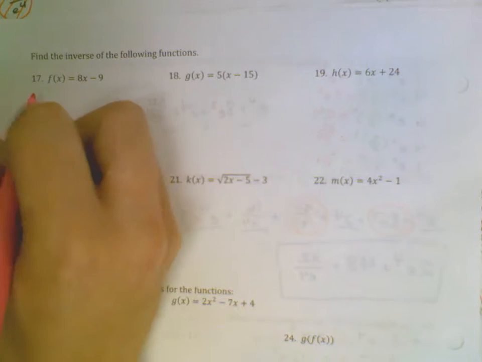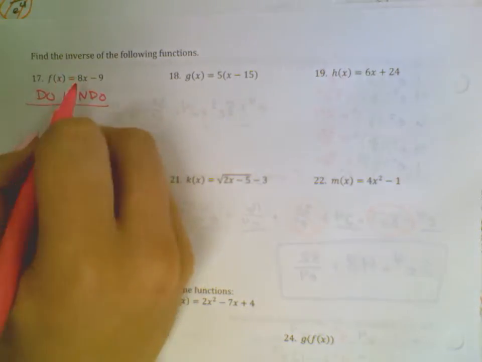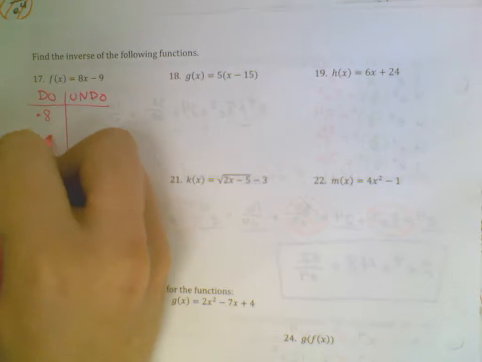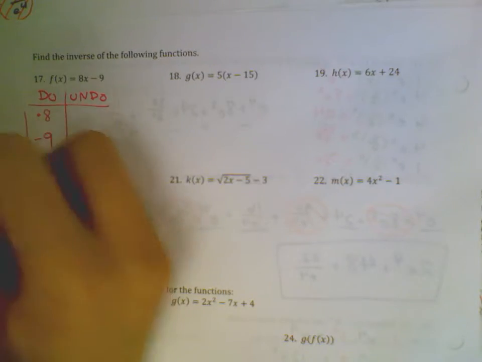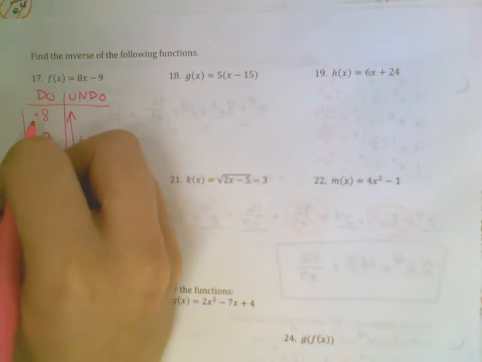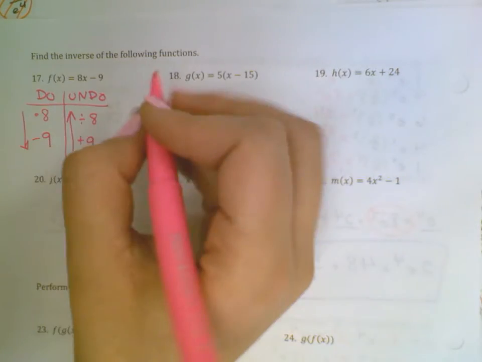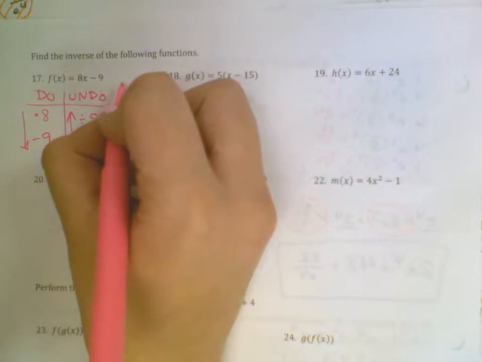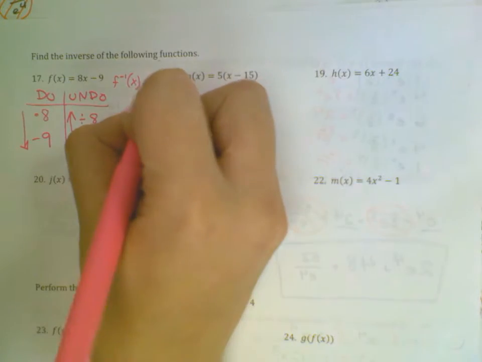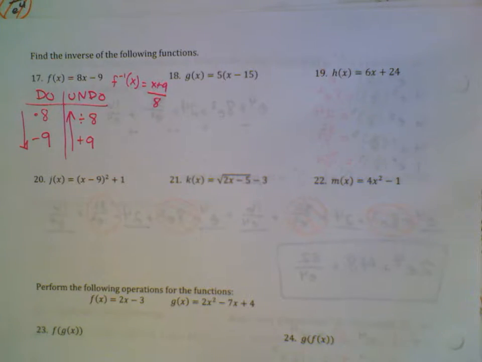For number 17, if I'm doing a do-undo table, if I knew what x was, first I would multiply that by 8, then I would subtract 9. So for doing, we move down. For undoing, we go up. So we'll add 9, which is the opposite. The inverse function of multiplication is division. So our inverse would be x plus 9 divided by 8. So that'll be that inverse function for us.